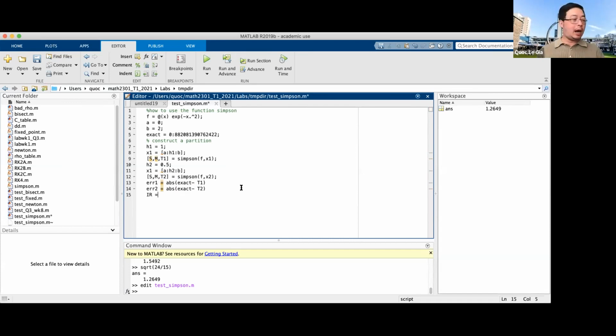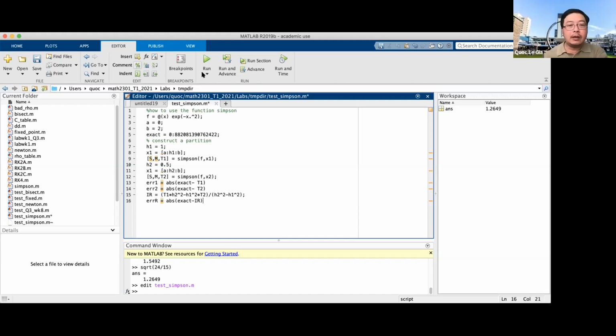And now we have to define the Richardson extrapolation. So IR is I1, well, I1 is T1, times H2 squared, minus H1 squared times T2, and you divide it by H2 squared minus H1 squared. Okay. And now error R is the absolute value of exact minus IR. Okay. And now we run it.